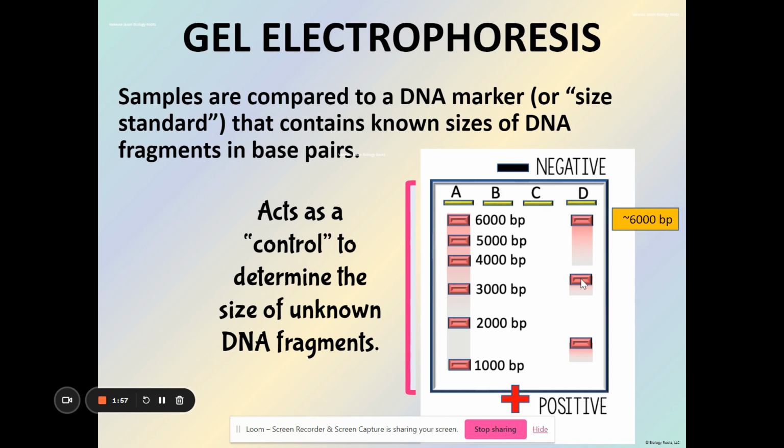And then we have the next one. So it looks like it's in between 3,000 and 4,000 base pairs. And then this last little guy is going to be the smallest, around 1,500 base pairs. So this is one of the things that you can do with gel electrophoresis.